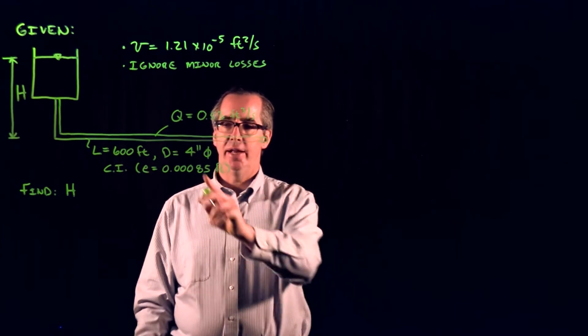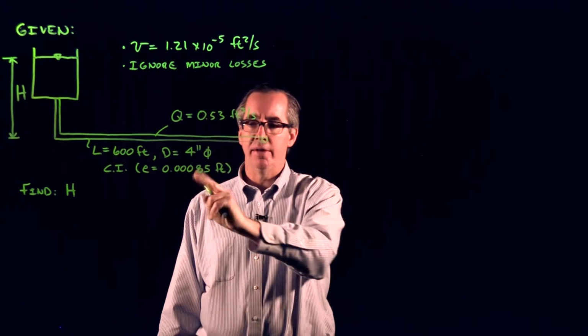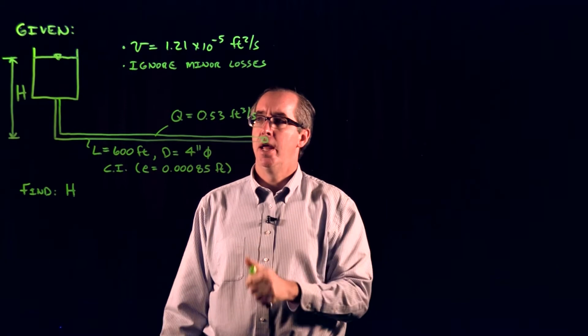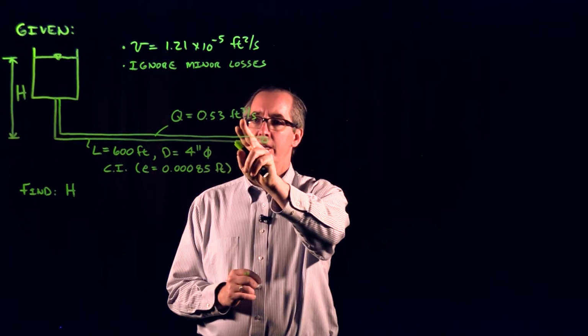The specific example that I have in mind is we have a water system where the length of the pipe is 600 feet. It's a 4-inch diameter pipe. It's cast iron, which if you look in the Moody diagram has a roughness of 0.00085 feet. Okay? The required flow in this pipe is 0.53 cubic feet per second.